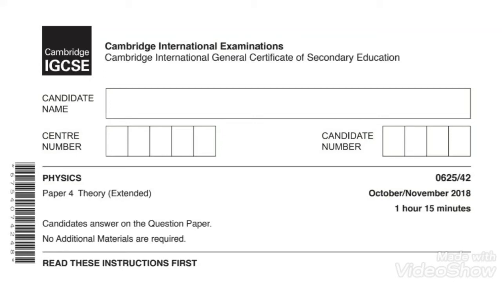So today I'll be explaining physics October-November 2018 paper 42.